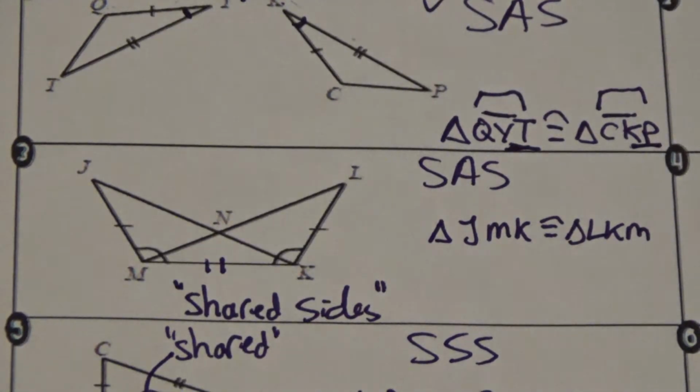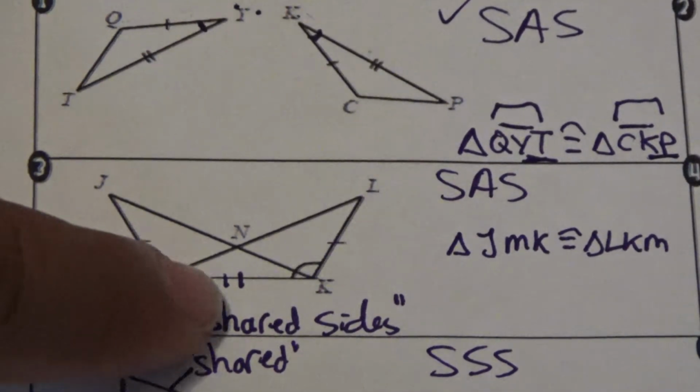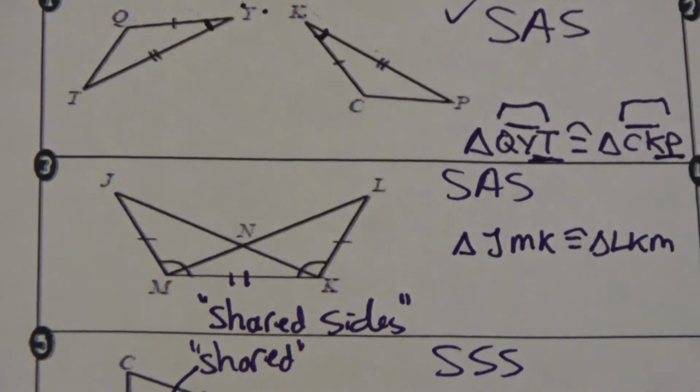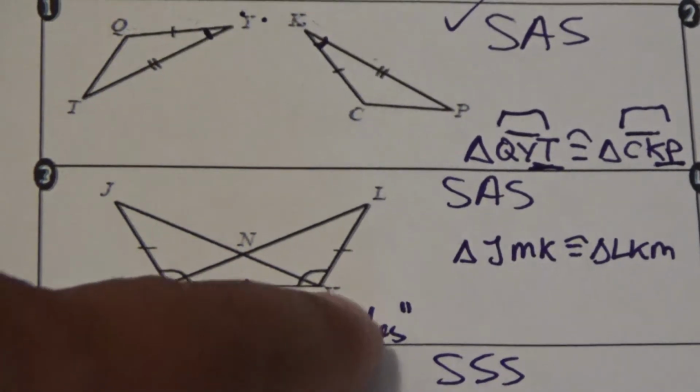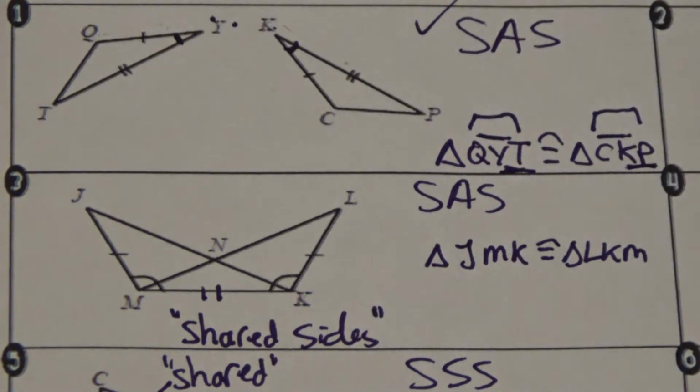But we just talked about it in number 2, side MK is actually a shared side from those two triangles. I mean, they're automatically congruent. So I have side, angle, side. No matter where you go, side, angle, side. Again, therefore triangle JKM is congruent to triangle LKM.